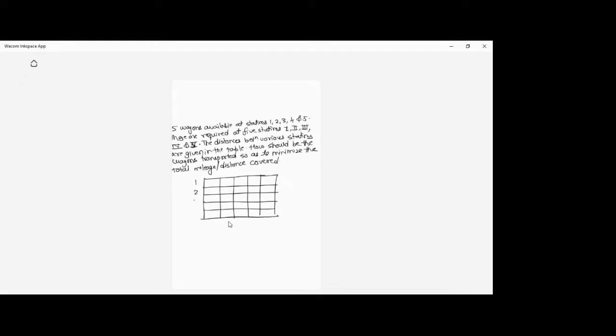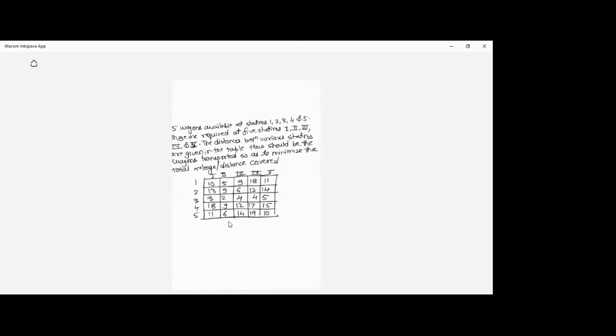Right, so 1, 2, 3, 4, 5. This is 1. This is 2. This is 3. This is 4, and this is 5. Right. So the distances are 10, 5, 9, 18, 11, 13, 9, 6, 12, 14. We have 3, 2, 4, 4, 5. Then 18, 9, 12, 17, 15. 11, 6, 14, 19, and 10.